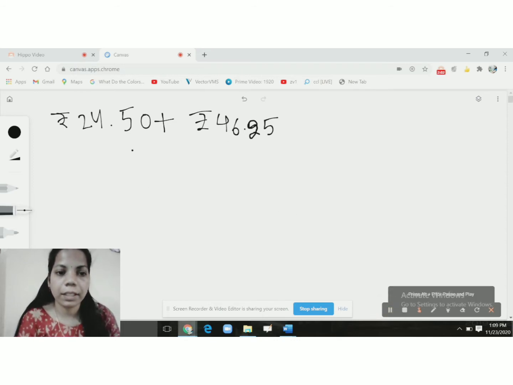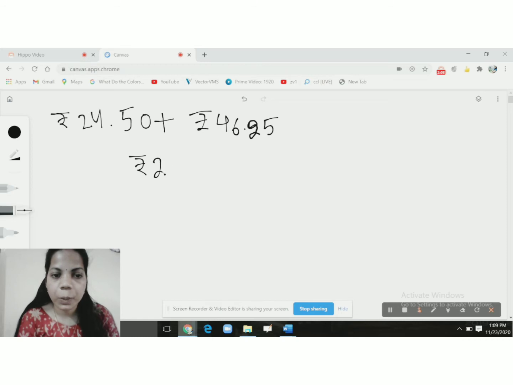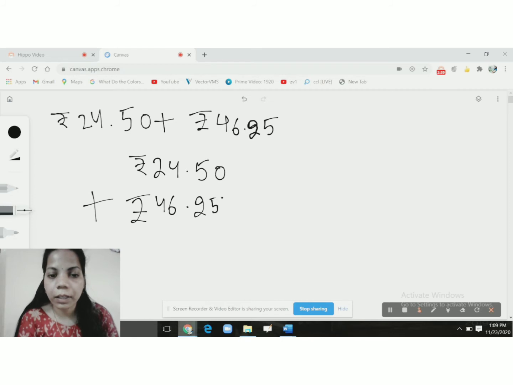So to add money, we have to write money amounts one below the other. See, 24.50 plus 46.25 rupees. But when we are writing money amounts one below the other, we should take care that the decimal point should lie one below the other exactly like this. Okay. Now let us add.